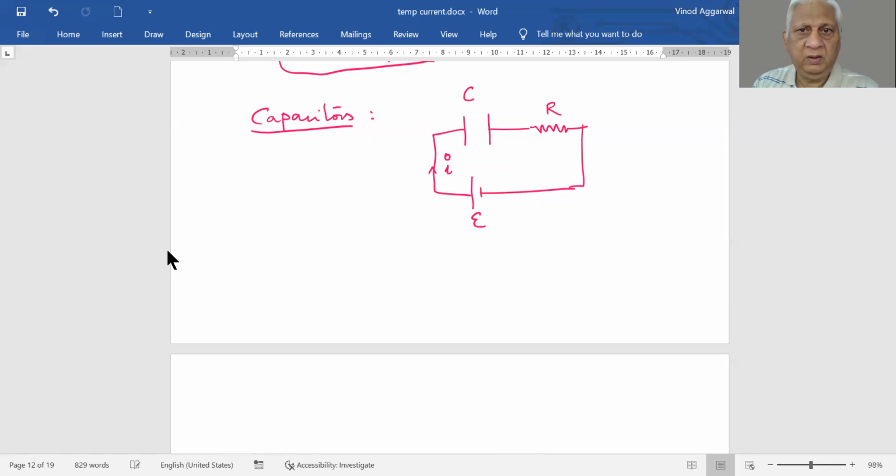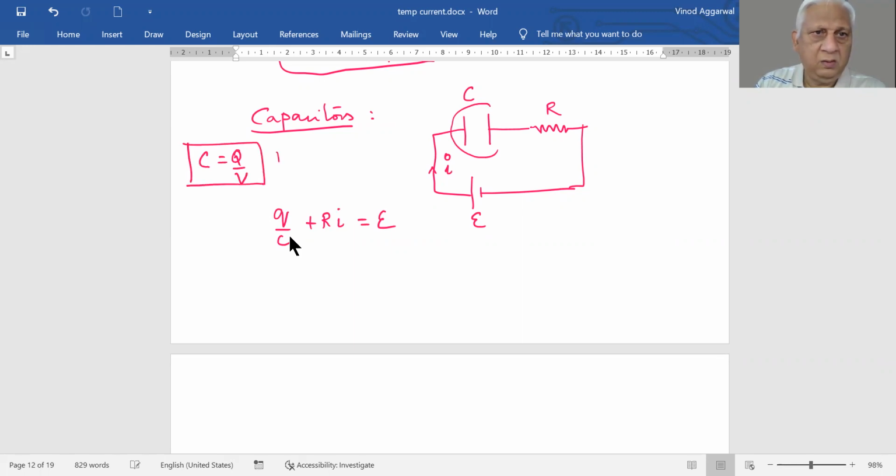And we know the voltage drop is Q by C, because we know our capacitance is Q by V, or V is equal to Q by C. So the voltage across the capacitor is this much, plus another drop because of resistance, this much, is equal to the voltage supplied by the battery. Okay.